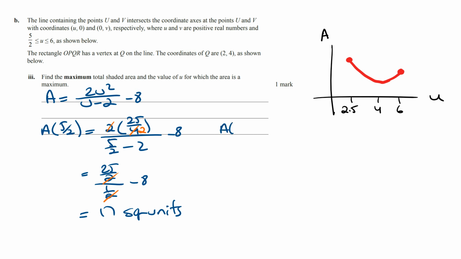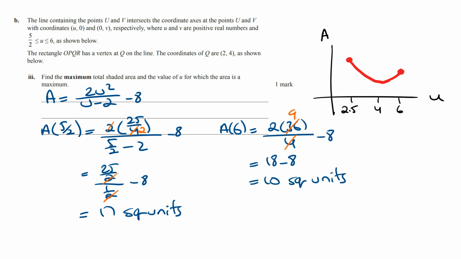And now we're evaluating A of 6. This is going to be 2 times 6 squared, which is 2 times 36, divided by 6 minus 2, which is going to be 4, and then minus 8. This will cancel out with this, and this will be a 9, and so we're going to get 18 minus 8, which is equal to 10 square units. And so therefore, we can say that the maximum area is going to be 17 square units, and this will happen when u is equal to 5/2. Which brings us to the end of this question.